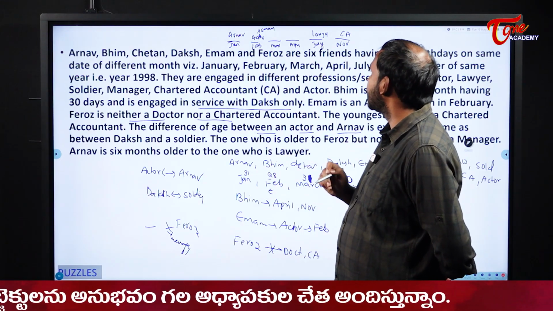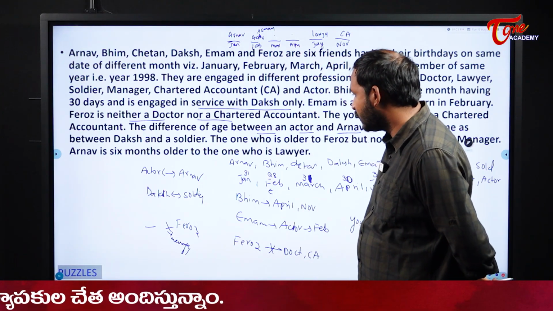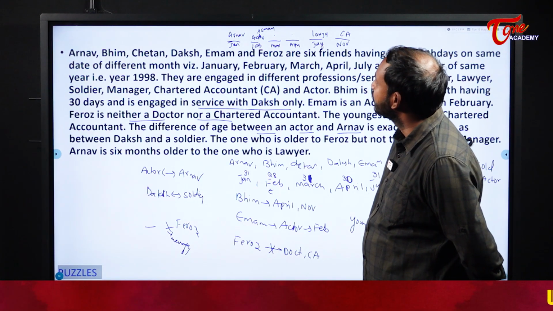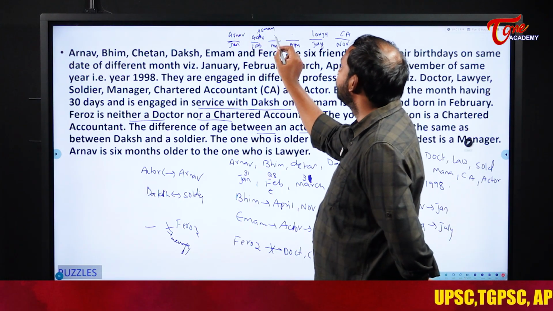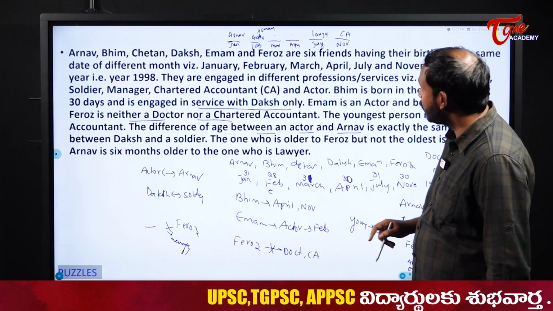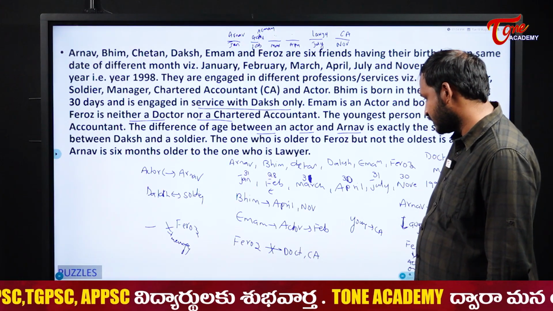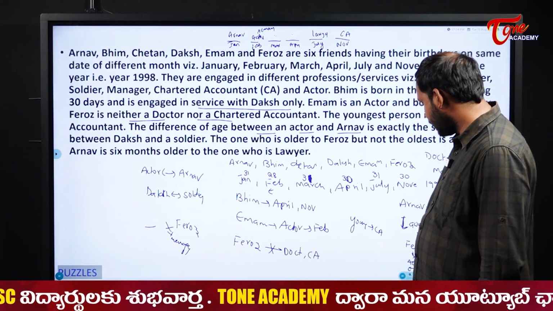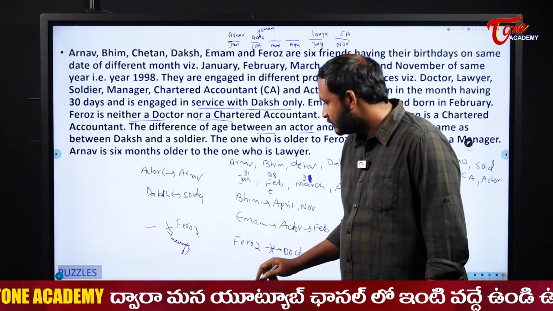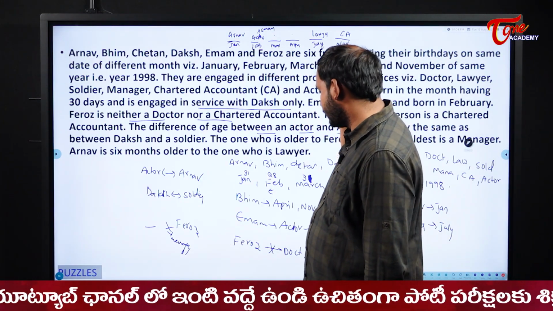The only chance where I can have Daksh and soldier as neighbors: Daksh is in one place and soldier will be in the other place, in these two areas. And Beam is born in which month? April or November. So there are two chances for me. This one we have written. Okay, put that aside. Before Feroz I should have a minimum of two people.